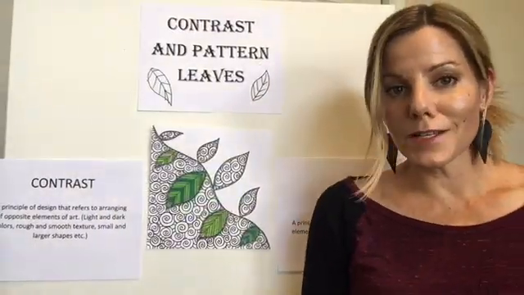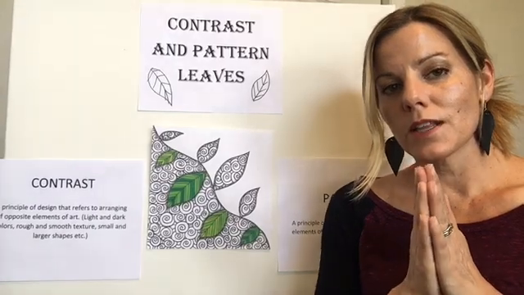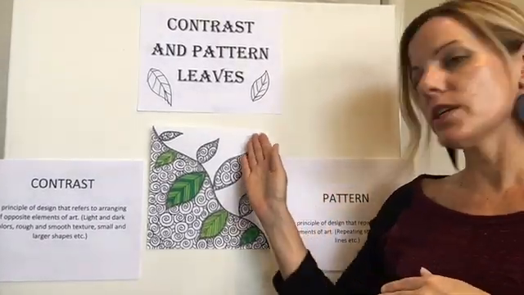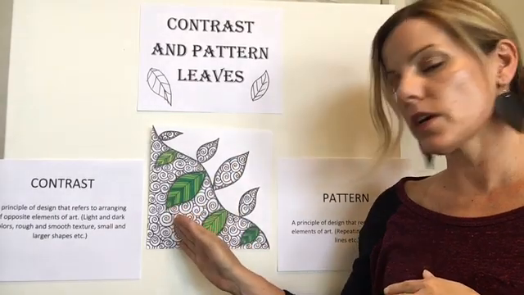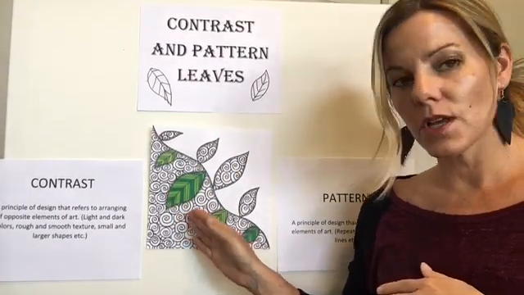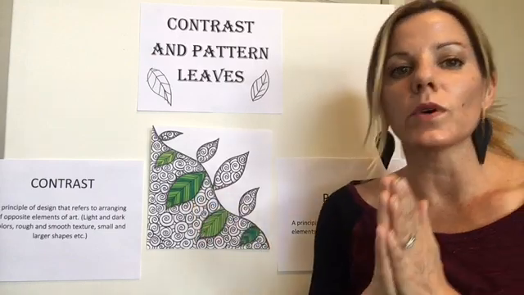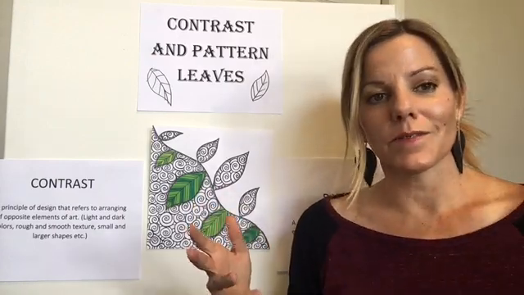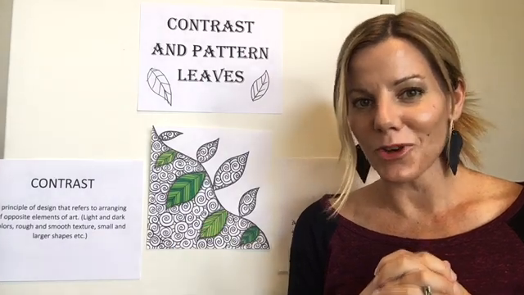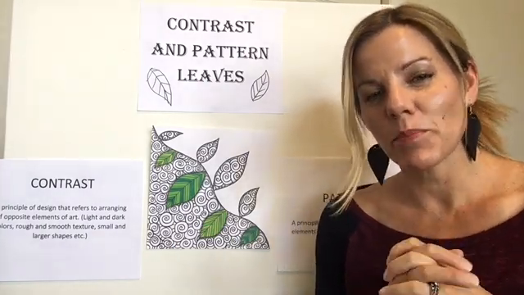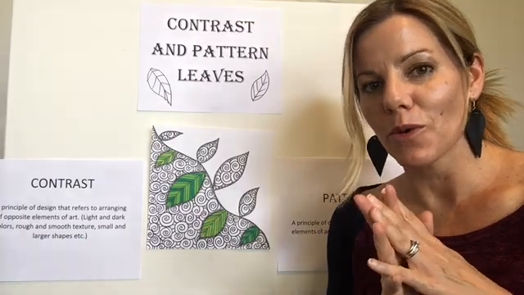With contrast and pattern, we're going to be creating this leaf design and using contrast with the light on one side and the dark on the other. The dark will be created by our pattern. The patterns close together is what is going to create the contrast between light and dark. All right, so I will start the drawing of this and we'll get going. I'll show you some other examples of different patterns that you can use that will be successful.